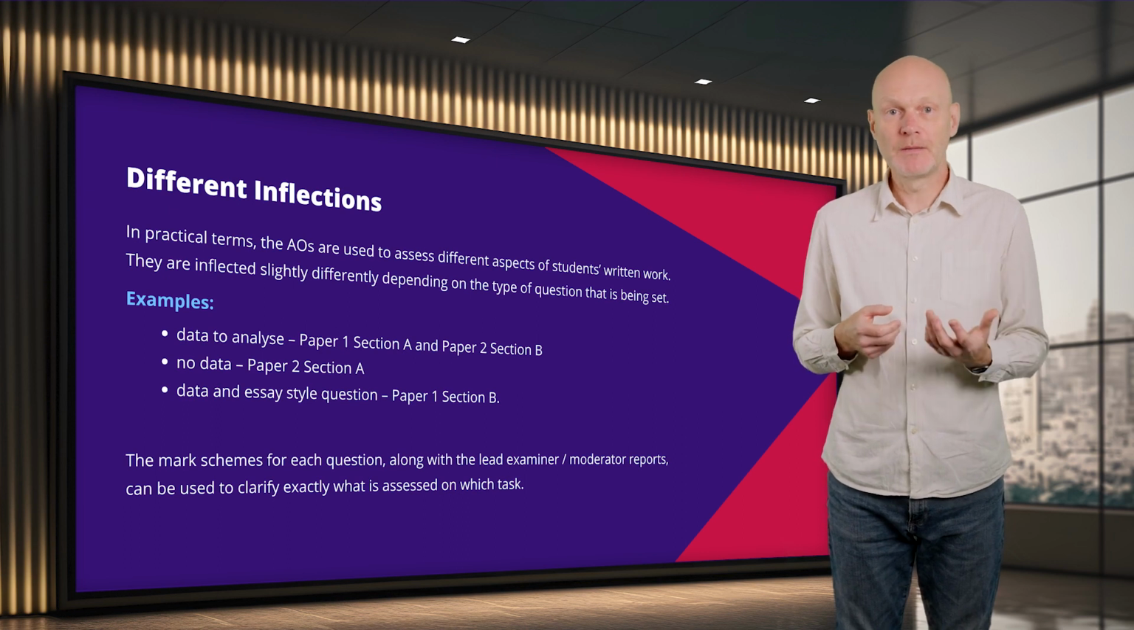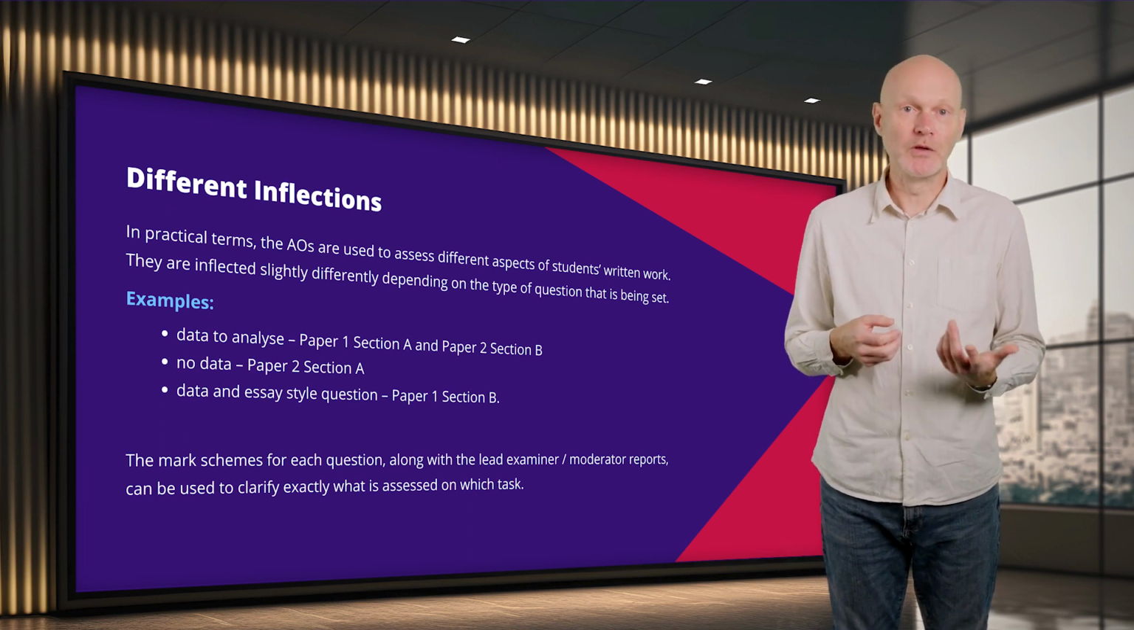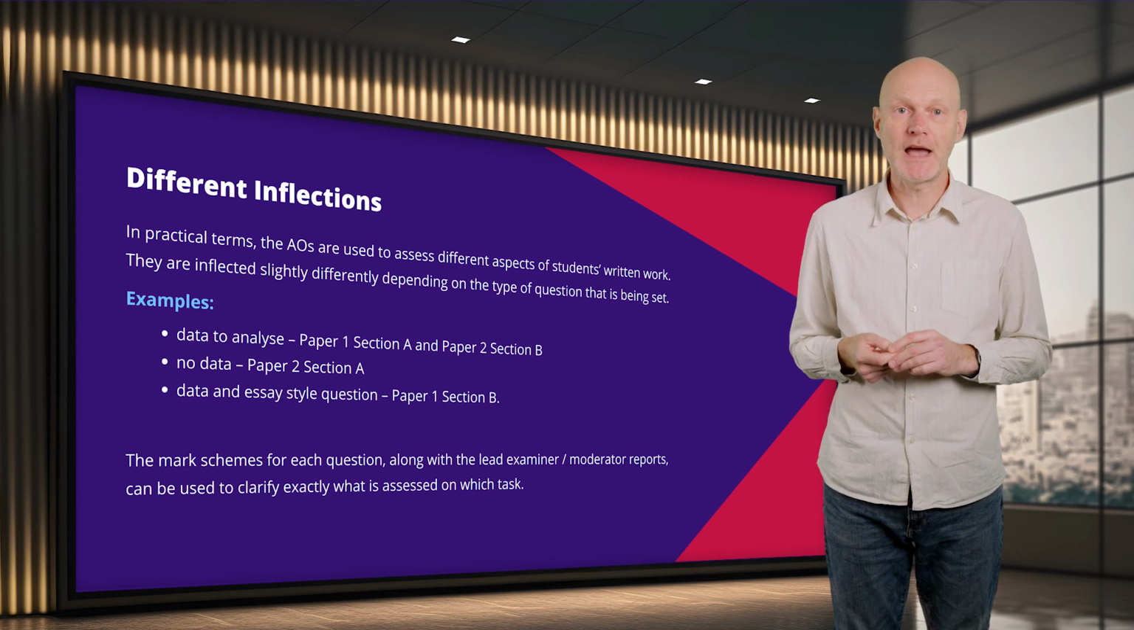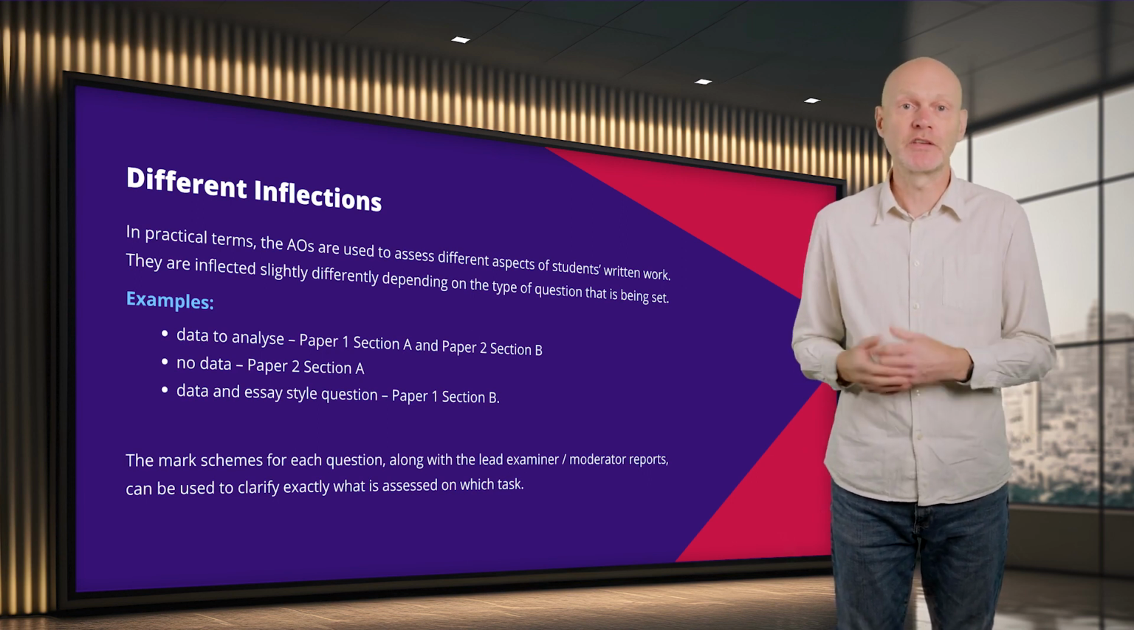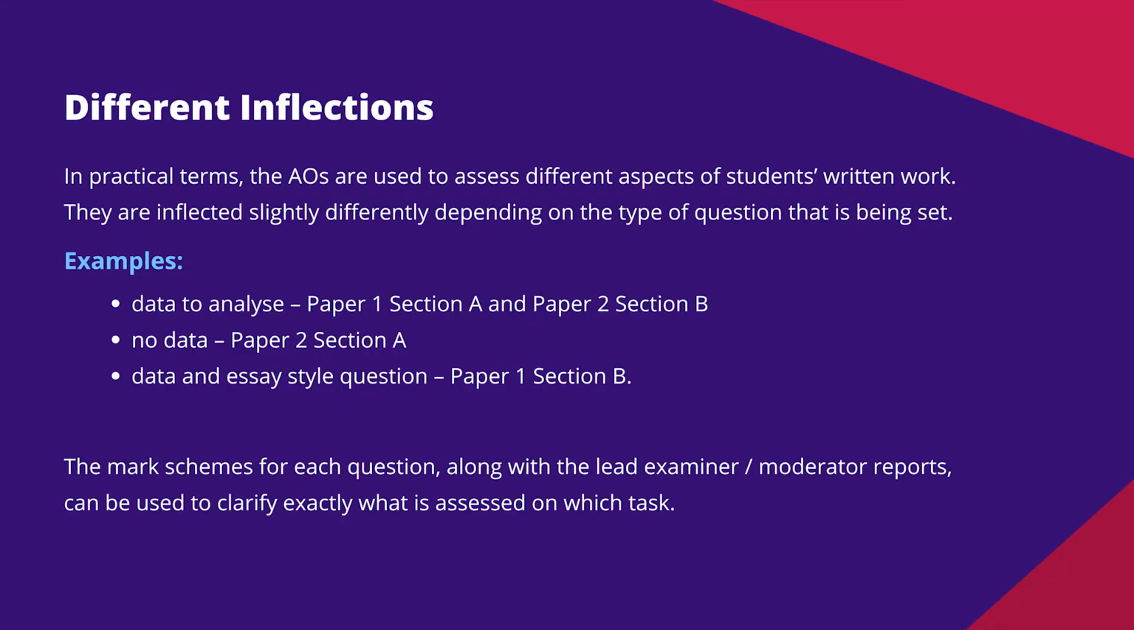Where there's both data and an essay question, so paper 1, section B on child language, for example, AO1 is used to assess both the analysis of the data and the accuracy and structure of the answer. The mark schemes for each question, along with the lead examiner or moderator reports, can be used to clarify exactly what's assessed on which task.